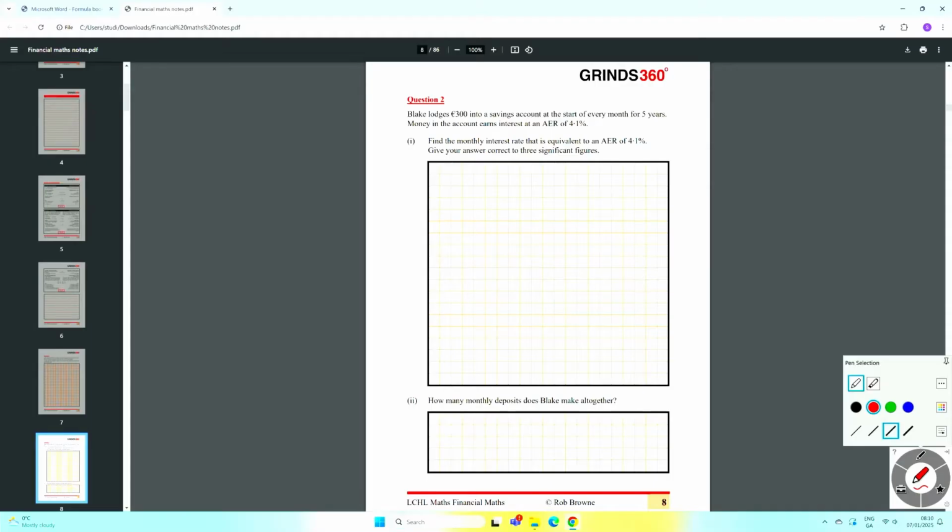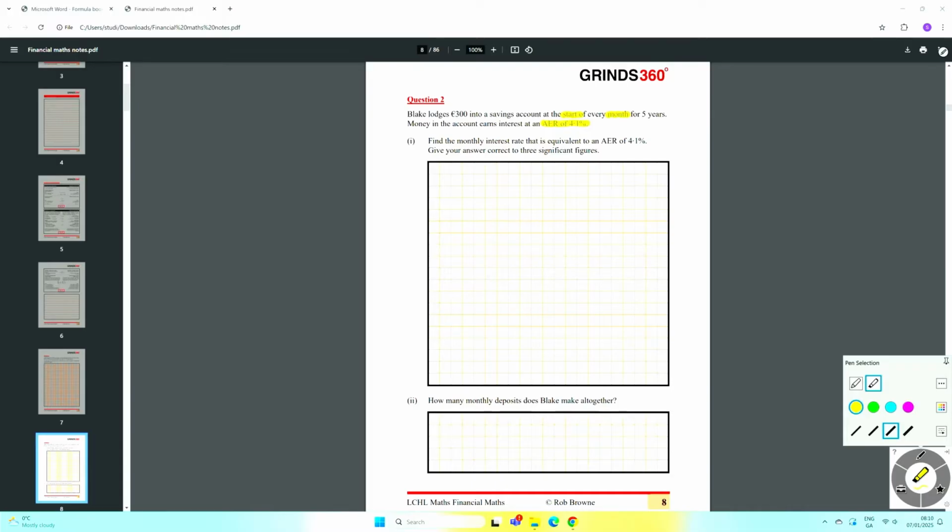So here's question 2. You can see it says Blake lodges €300 into a savings account at the start of every month, for 5 years. The money in the account earns interest at an AER of 4.1%.